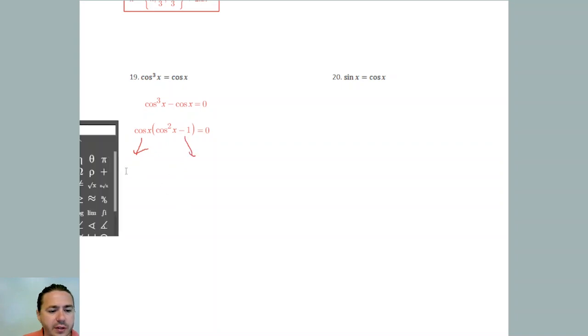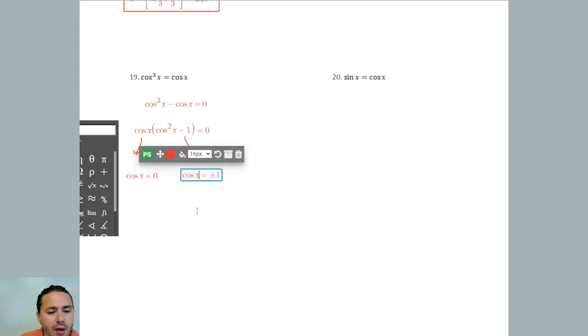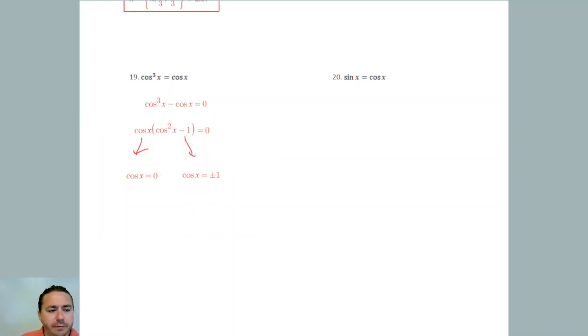So cosine of x could equal 0, or cosine squared x will equal 1. If cosine squared x equals 1, and we take the square root of both sides, we'll get cosine of x equals plus or minus the square root of 1, which is just 1. So it's plus or minus 1. So we're going to have 3 locations here, I believe.